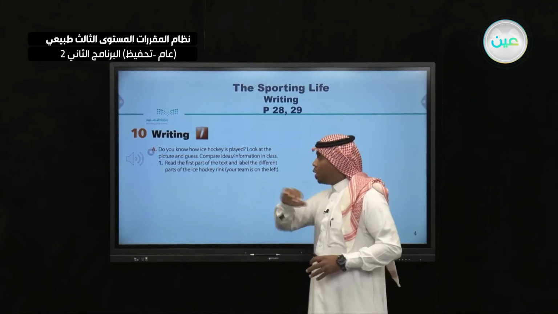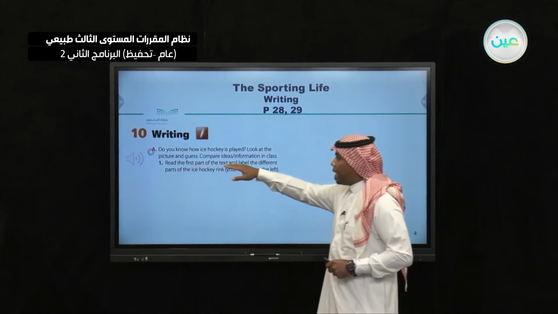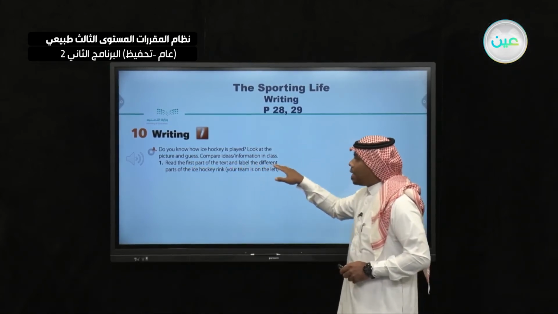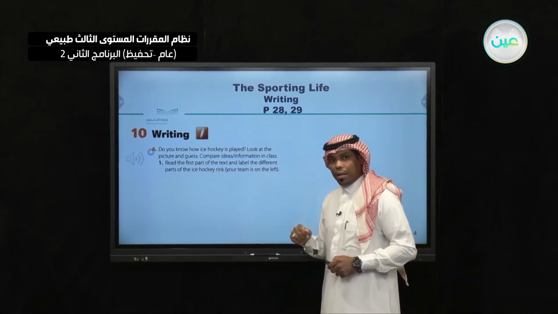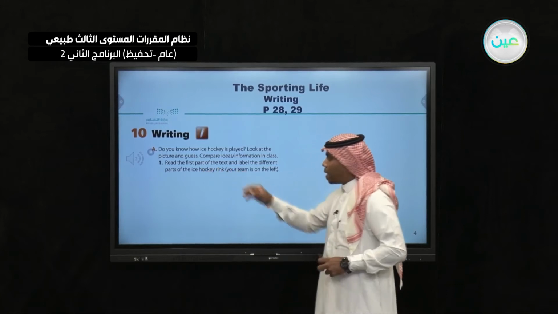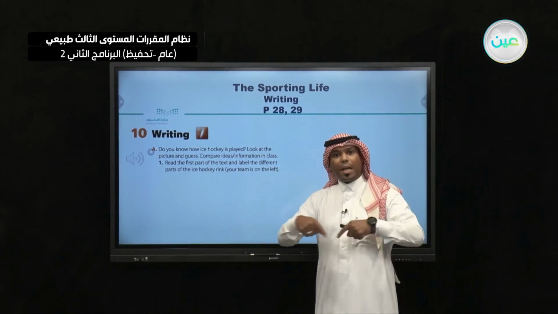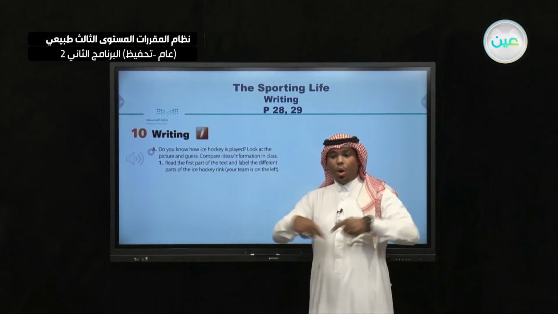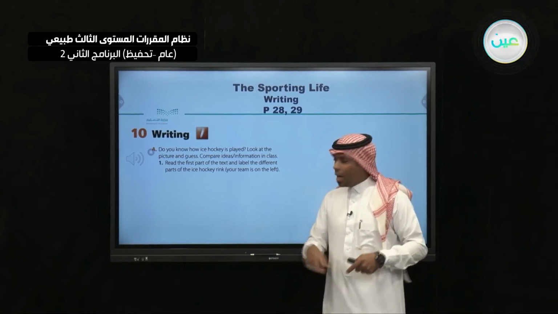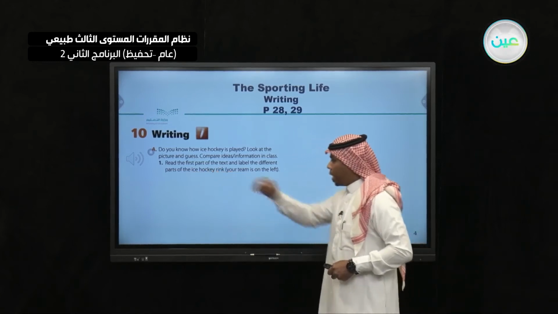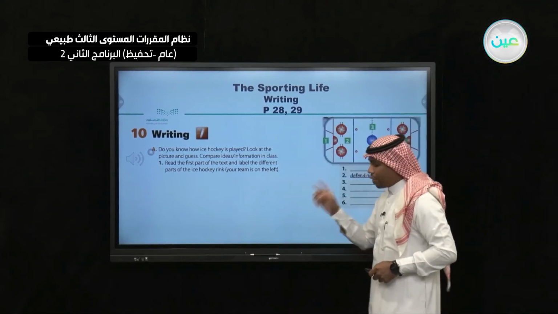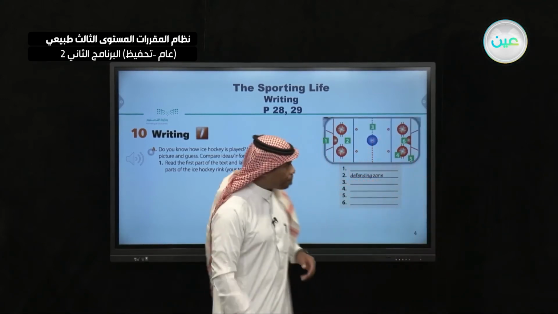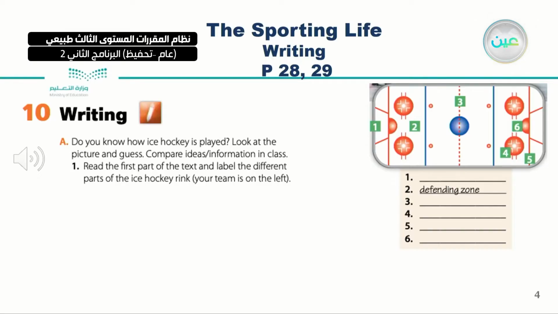Then we are going to read the first part of the text and label the different parts of the ice hockey rink. The ice hockey rink means the square or ring of hockey. We call it the ice hockey rink. And of course, your team is on the left. Now look at this picture here.